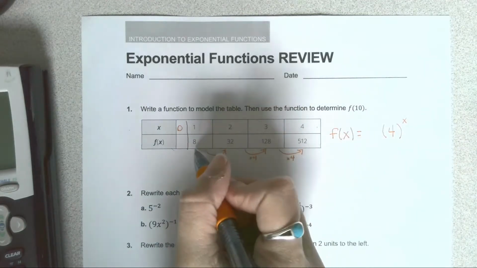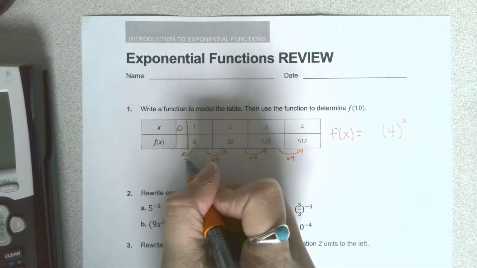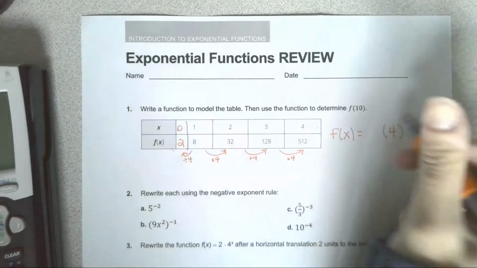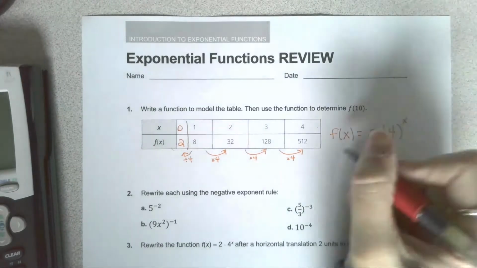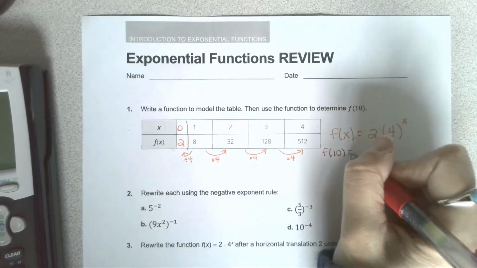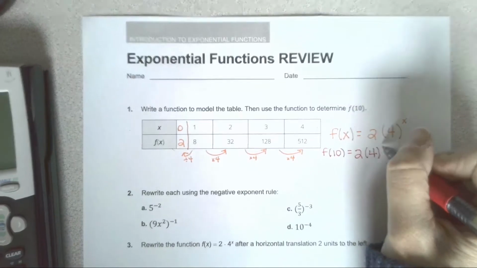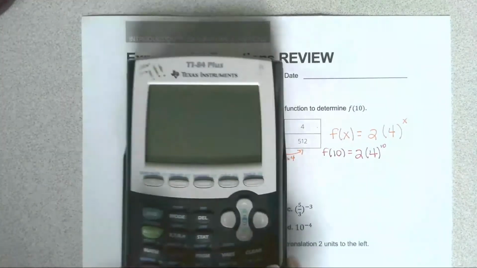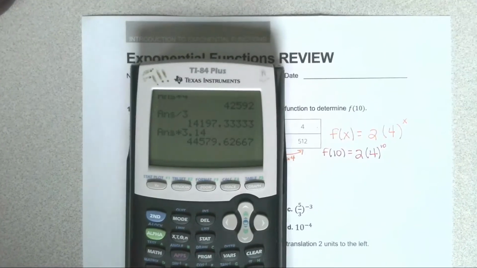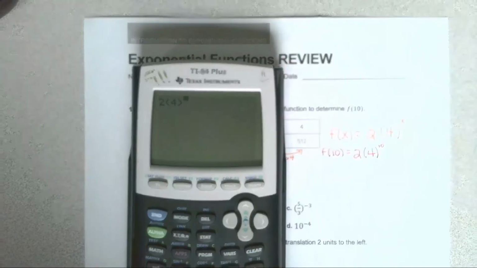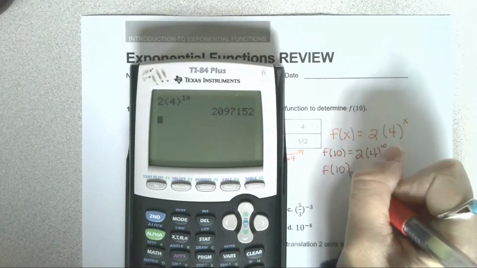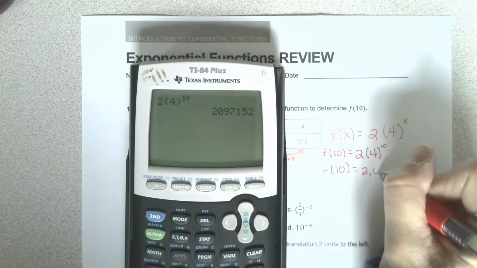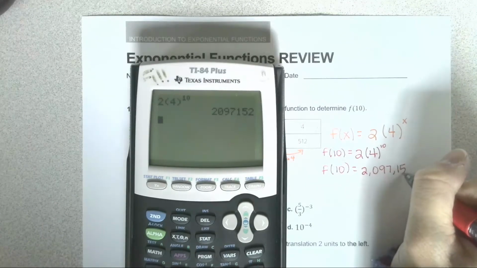And then just to go backwards, we're just going to divide by 4, so that's going to be 2, which means the 2 goes in there. Now, to find f of 10, we want to go ahead and plug in. We've got 2 times 4 raised to the 10th power. I'm just going to pop that into my calculator here, exactly how you see it. 2, and then 4 in parentheses raised to the 10th, and that's going to give me 2,097,152.